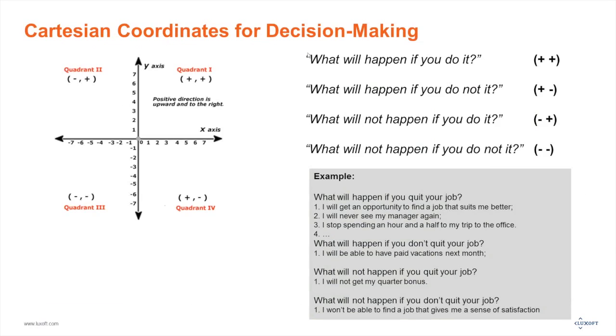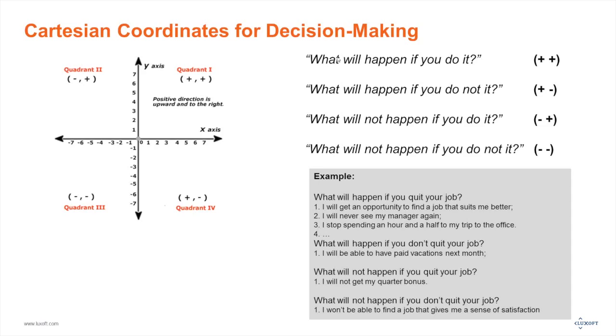The main idea of this technique is to test some statement, some idea, from 4 angles, from 4 sides. So what will happen if you do it? For instance, the example here is for individual usage. So you can use Cartesian coordinates for yourself and you can use Cartesian coordinates for your team. For instance, what will happen if you quit your job? Or for instance, what will happen if you as a team relocate, for instance, from Kiev to Wrocław or from Kiev to Krakow?